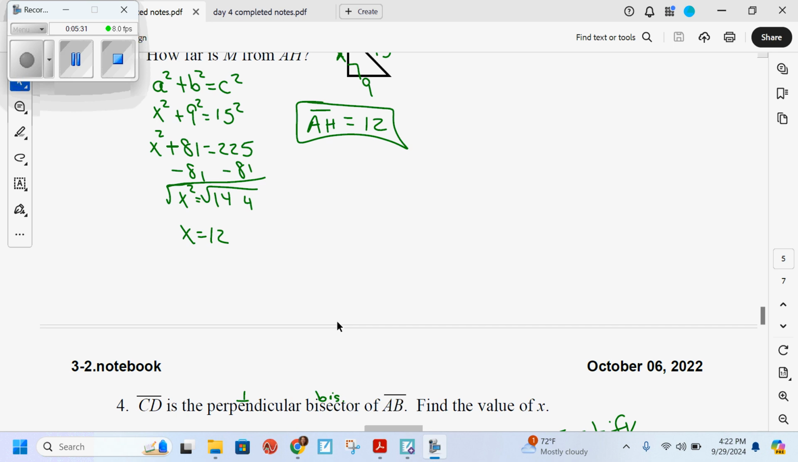All right, 4. Why don't you take a second and read what 4 is asking. Segment CD is the perpendicular bisector of AB. So it's doing two things. It's perpendicular, making those right angles, and it bisects, which forms the midpoint of AB. And we want to find X.